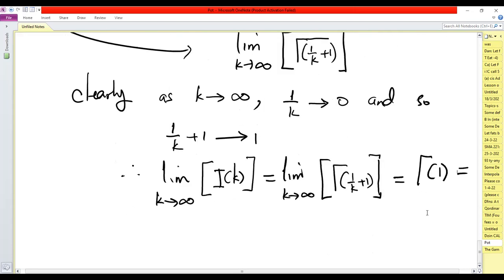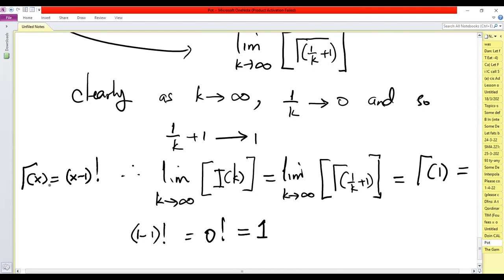And gamma of 1, by definition, is given by 0 factorial. Remember, this is the same as 1 minus 1 factorial, which is just 1. Note that we are using the fact that gamma of x is the same as x minus 1 factorial. So gamma of 1 is 1 minus 1 factorial. 0 factorial is 1. So therefore, the given result for that integral I should be 1, as deduced in the second part. Thank you.